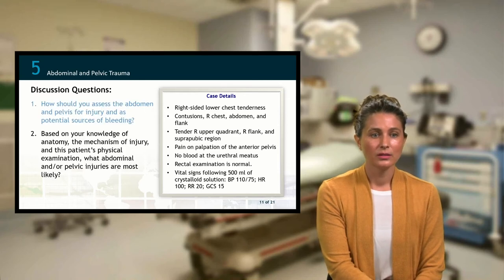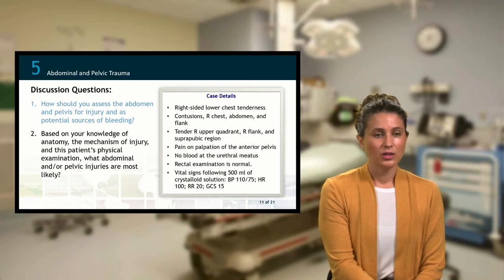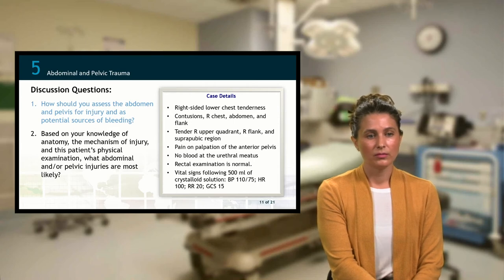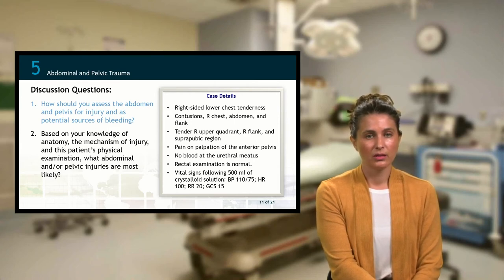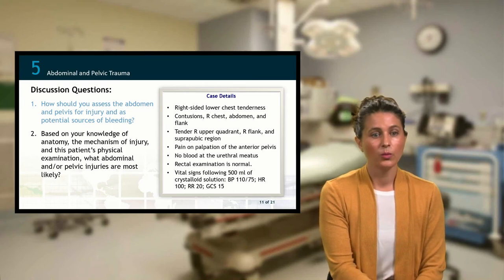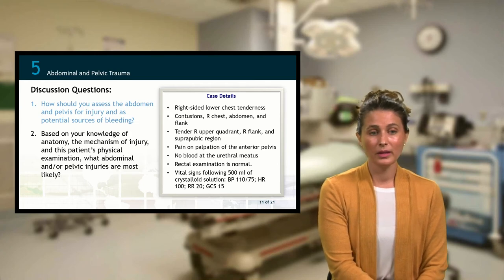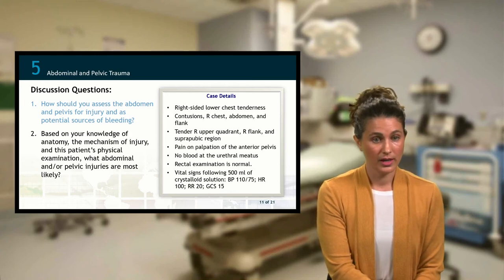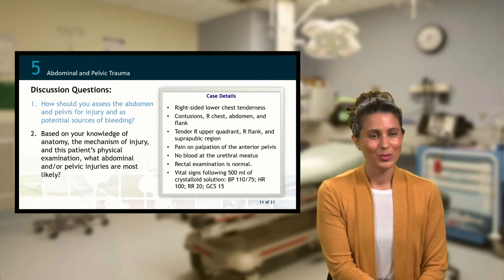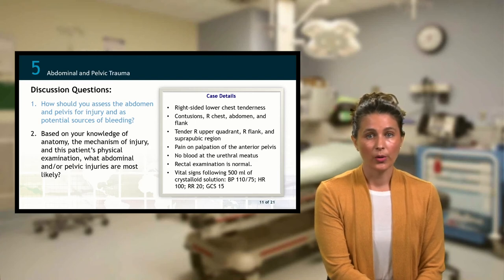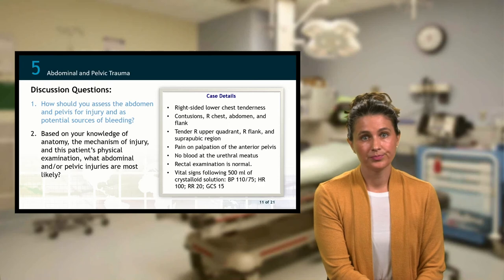So other things, based on our knowledge of the anatomy, what other injuries aside from abdominal and pelvic injuries are we looking at? Rib fractures, okay? What about in the abdominal and pelvic cavity? We're probably concerned for potential liver laceration, being that it's on the right side, and the patient hopefully does not have situs inversus. Right-sided kidney injury, potentially bowel injury, and that could be small bowel or colon, and pelvic fractures.